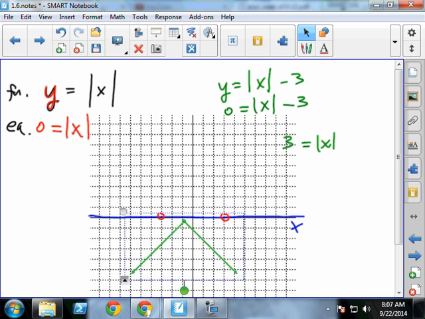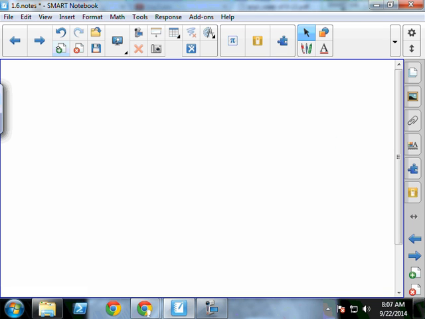What if the function looks like that? How many solutions do we have? No solutions. So it is possible for some of these to have no solution. Does everybody get that? Okay, good. So here we go, example 2.